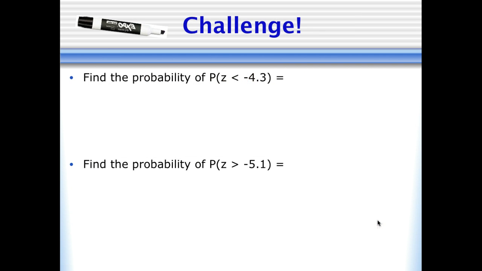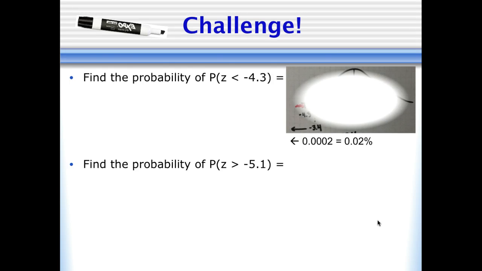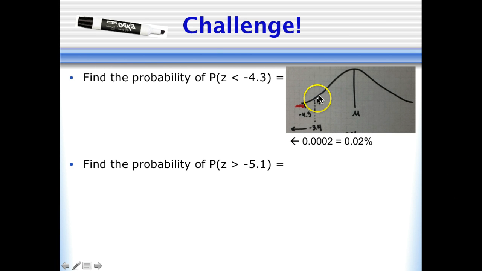Little challenge here. It says find the probability of getting a z-score less than negative 4.3. So go ahead and take a look at your table. What is the smallest z-score that your table shows? You'll notice negative 4.3 is not on the table. So we're going to have to use some basic logic in order to answer this question, or at least estimate it. The smallest z-score on the table is negative 3.49. And notice when you look up that z-score, it has a probability of 0.0002 to the left of it.